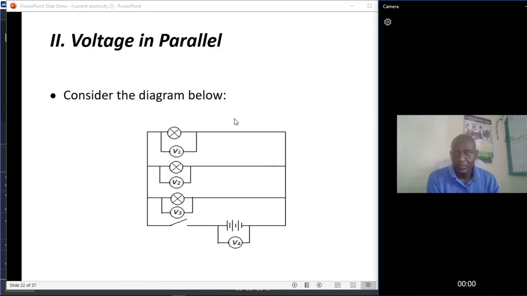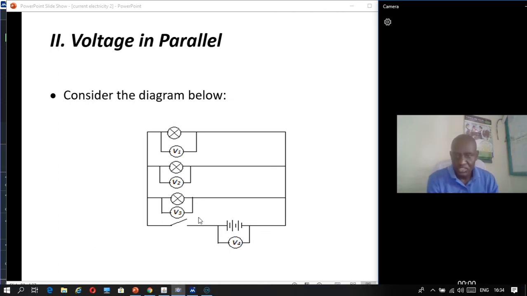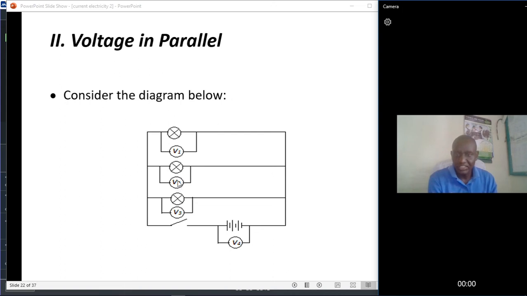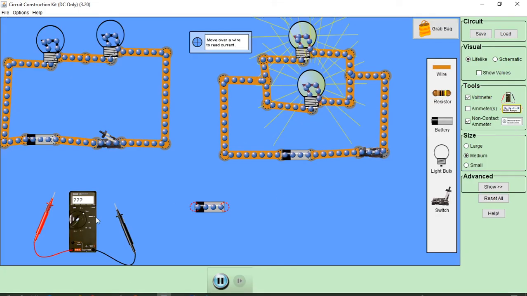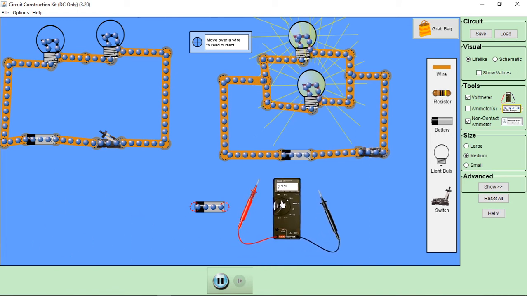Now, we want to move to voltage. Voltage for the case of parallel. The voltage here, the voltage here, the voltage here. We have always said the voltmeter is connected in parallel. Come back here. Our voltmeter is here.